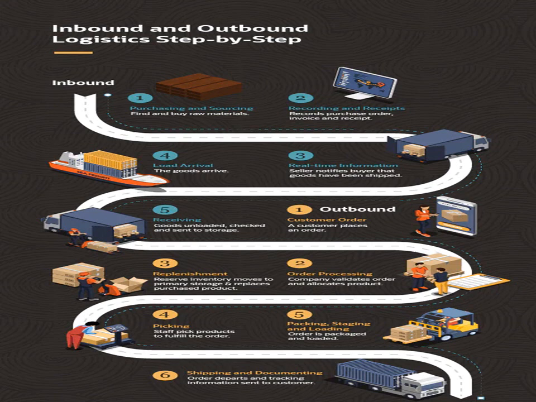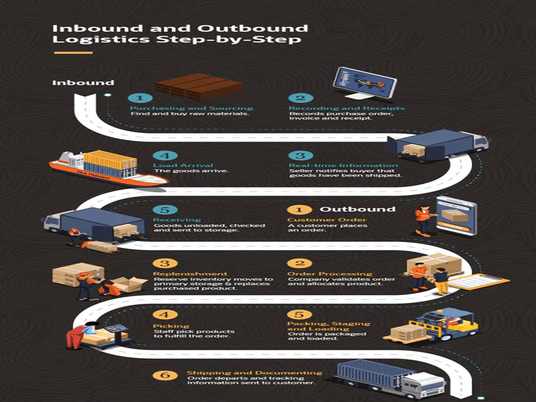In outbound, the first step is when we receive an order from our customer, and then the second step is that we start the order processing. We validate the order and allocate the product for that particular order. Then the third step in the outbound is replenishment. We reserve inventory, move it to primary storage, and replace purchased product.